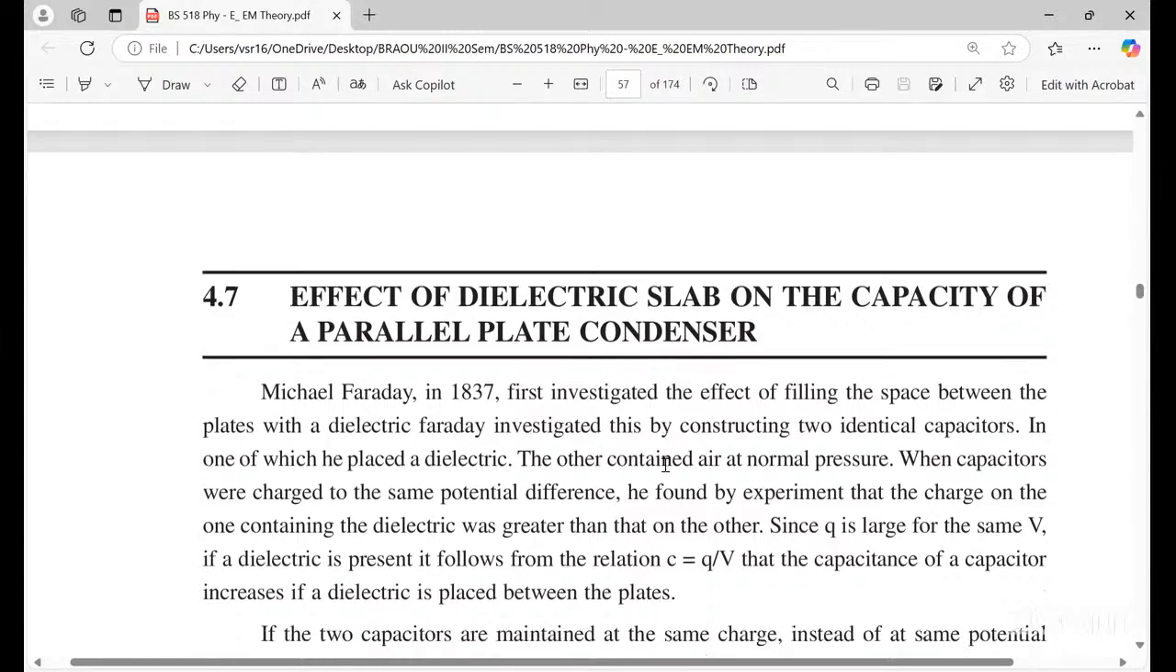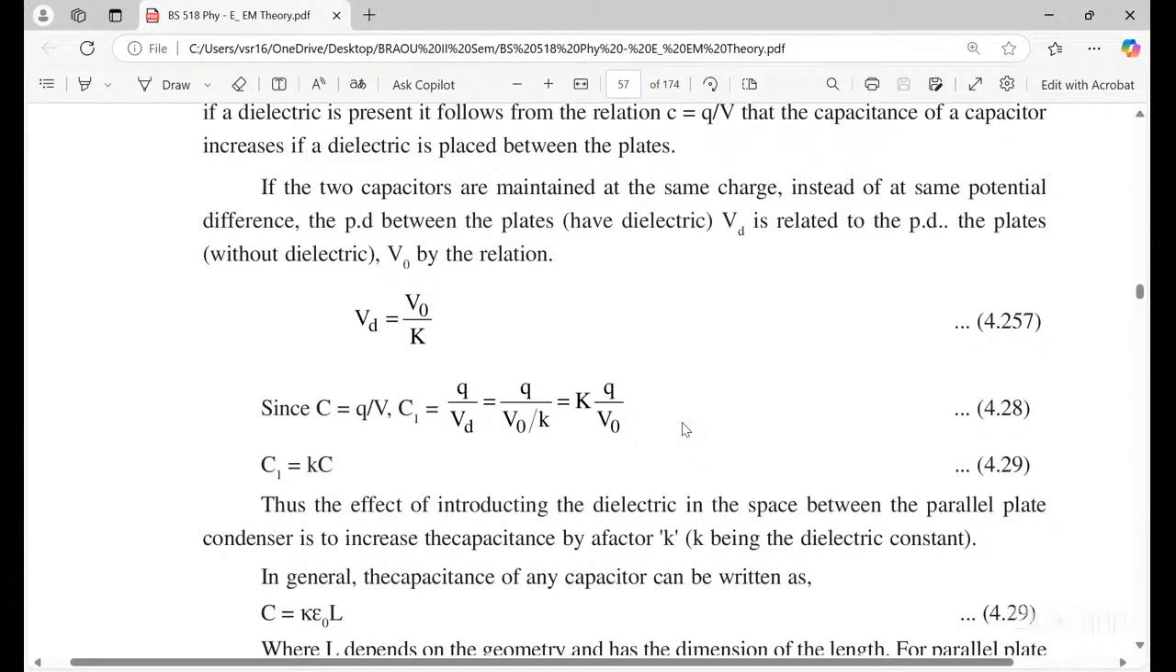So, the effect of a dielectric slab on the capacitance of a parallel plate capacitor. If you introduce a dielectric slab between the parallel plates of the capacitor, how the capacitance is going to vary, that you need to calculate.